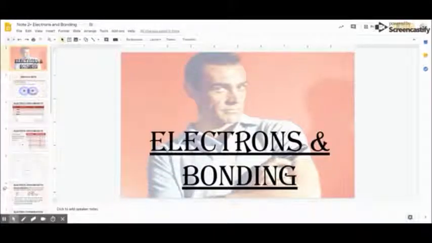In our last lesson, we talked about the different types of chemical bonds, ionic and covalent. And what we learned is that chemical bonds involve the electrons. Ionic bonding, we transfer electrons. Covalent bonding, we share electrons. So in this lesson, we're going to focus on the electrons and how they're involved in a chemical bond.